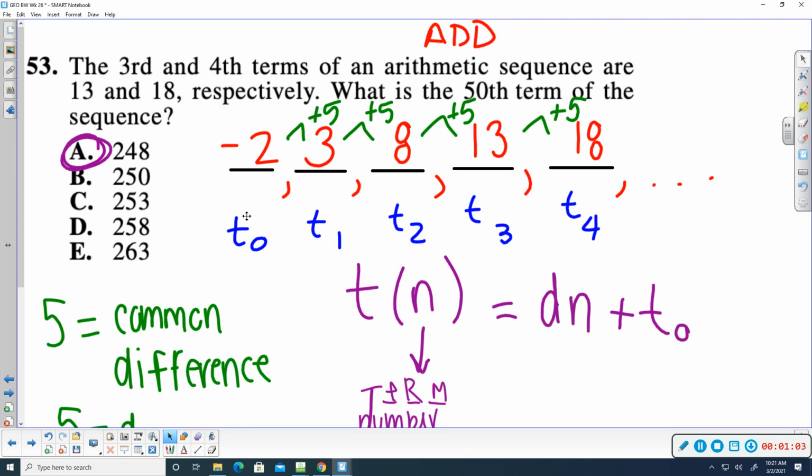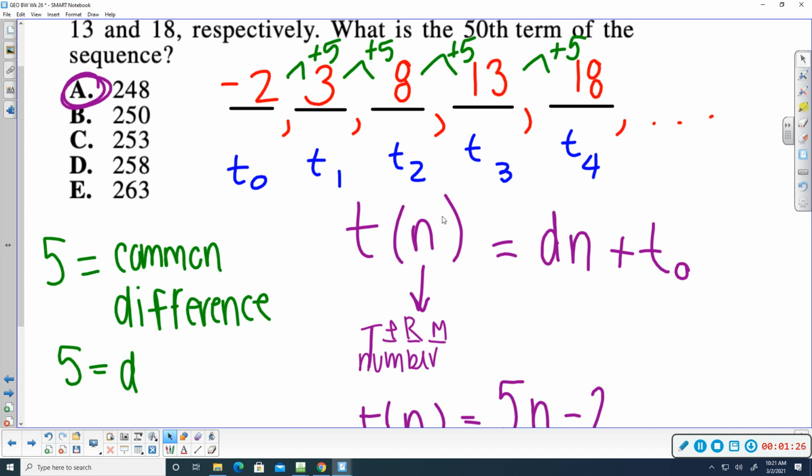Now we need to figure out the 0 term in the sequence, so we need to go backwards. So to get from term 3, which is 13, to term 2, we don't want to add 5 because we're not moving forward. We want to subtract 5 because we're going backwards. So 13 minus 5 is 8, 8 minus 5 is 3, 3 minus 5 is negative 2. That brings us to our 0 term.